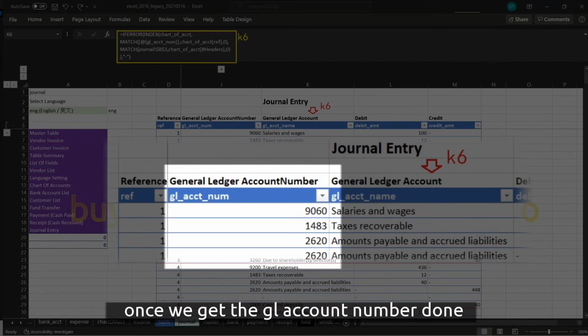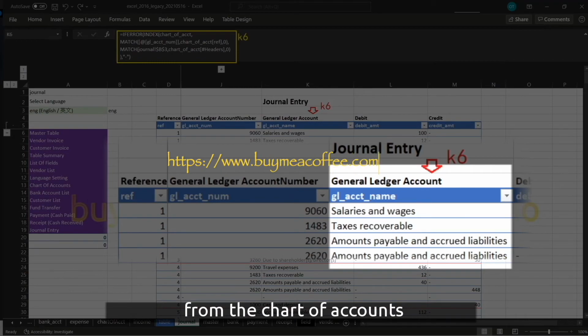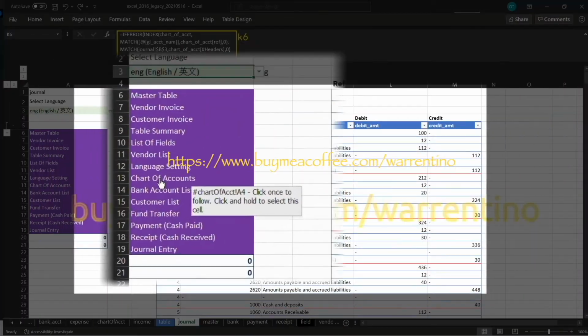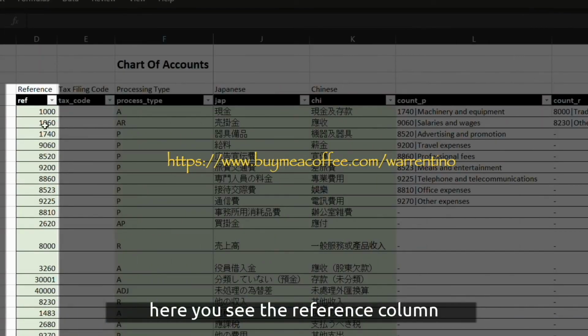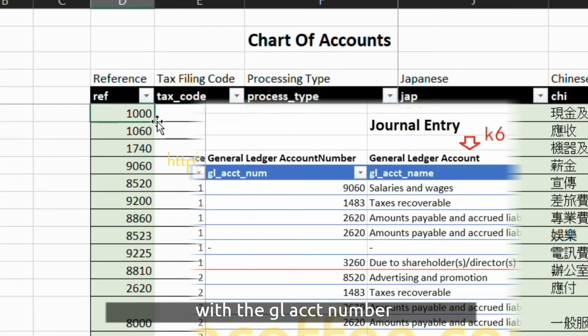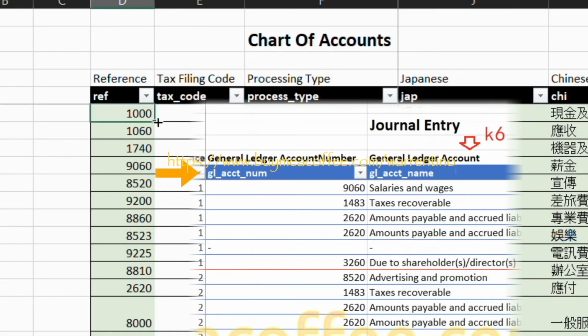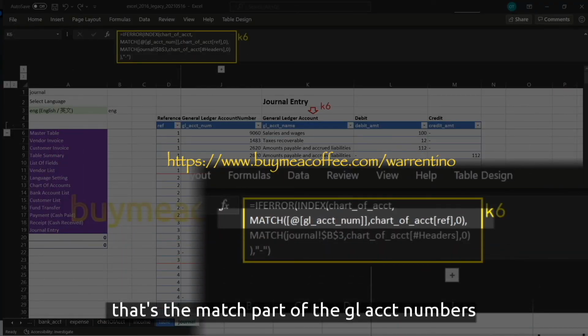Once we get the GR account number done, we can use it to return a GR account name from the chart of accounts. Here you see the reference column that can be matched with the GR account number from the journal entry. That's the match part of the GR account numbers.